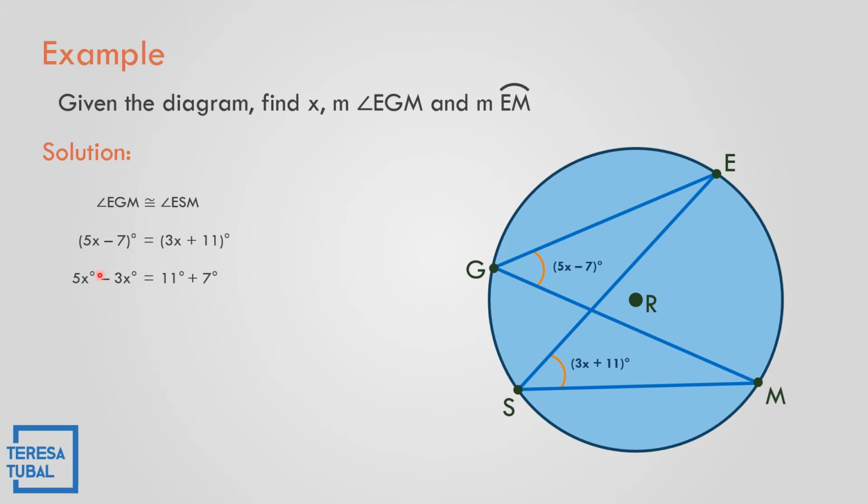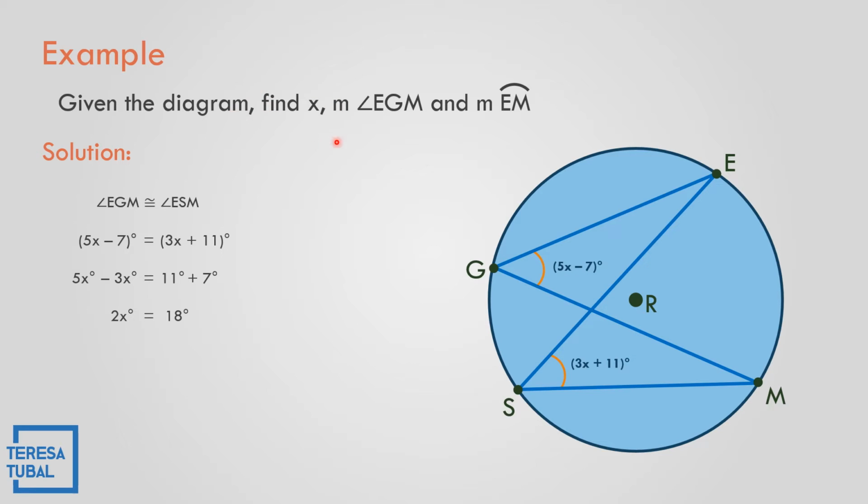So bring down 5x degrees minus 3x degrees going to the left, that becomes negative 3x degrees. Bring down 11 degrees and then negative 7 going to the right, that becomes positive 7 degrees. 5 minus 3 is equal to 2x degrees. 11 plus 7 is equal to 18 degrees. And let us find the value of x only.